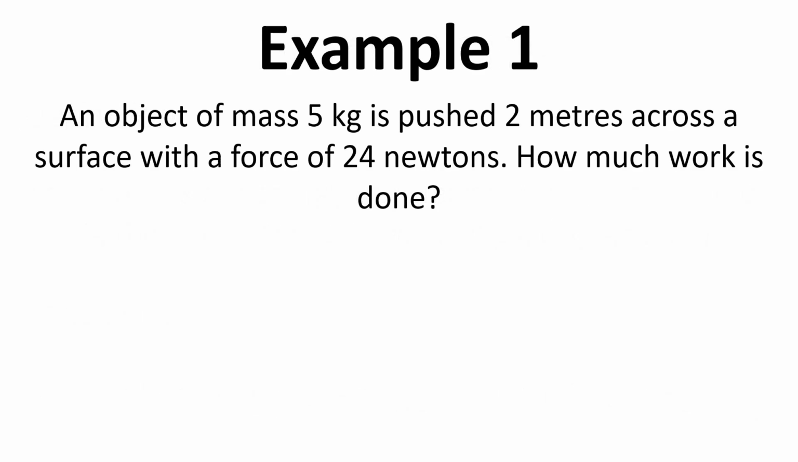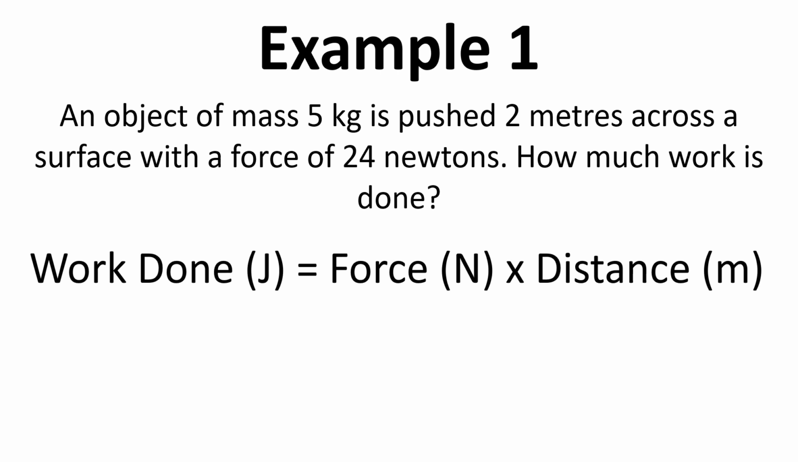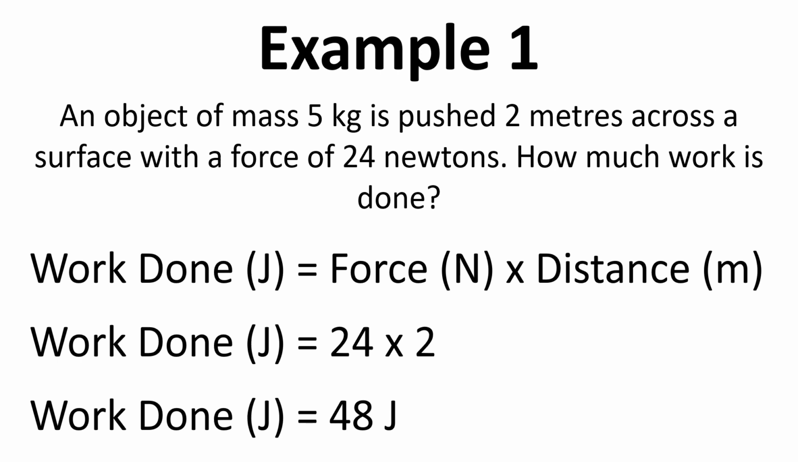Okay, so if we look at an example here, we've got an object of mass 5 kilograms that's pushed 2 meters across a surface with a force of 24 newtons. And the question is, how much work is done? So we've got the equation, work done equals force times distance, put the numbers in, and we see that the work done is 48 joules.